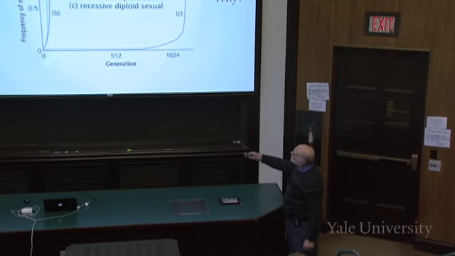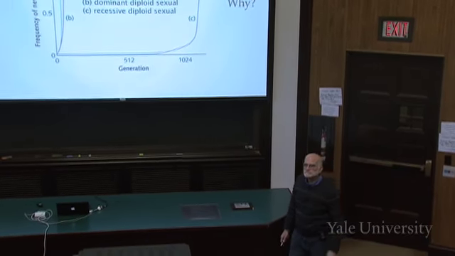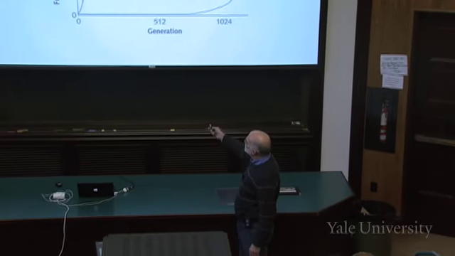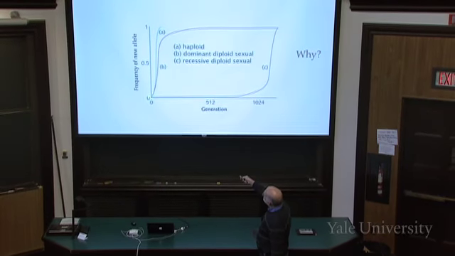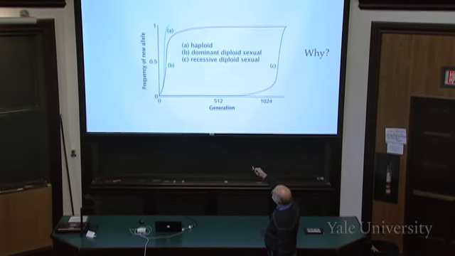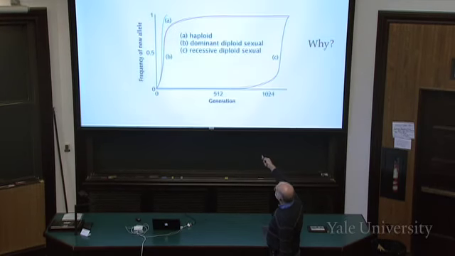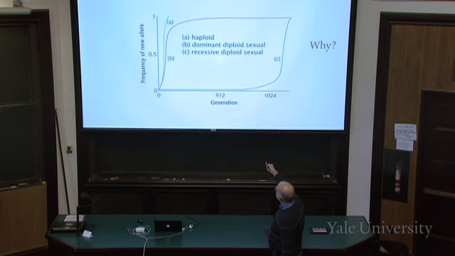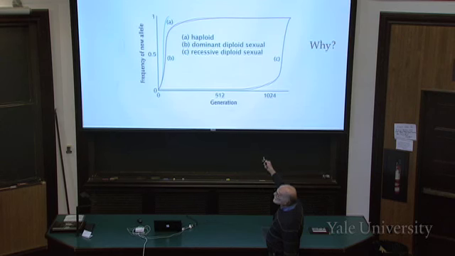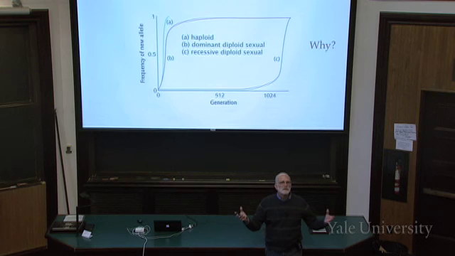Okay, why is it S-shaped? Why is the trait, let's do it for a dominant diploid sexual, slow at the beginning, fast in the middle, really slow at the end? Let's concentrate on first why this is really slow at the end, and then we can also look at why a recessive diploid sexual is really slow at the beginning. What do you have to think about in order to pull the answer out of that diagram?